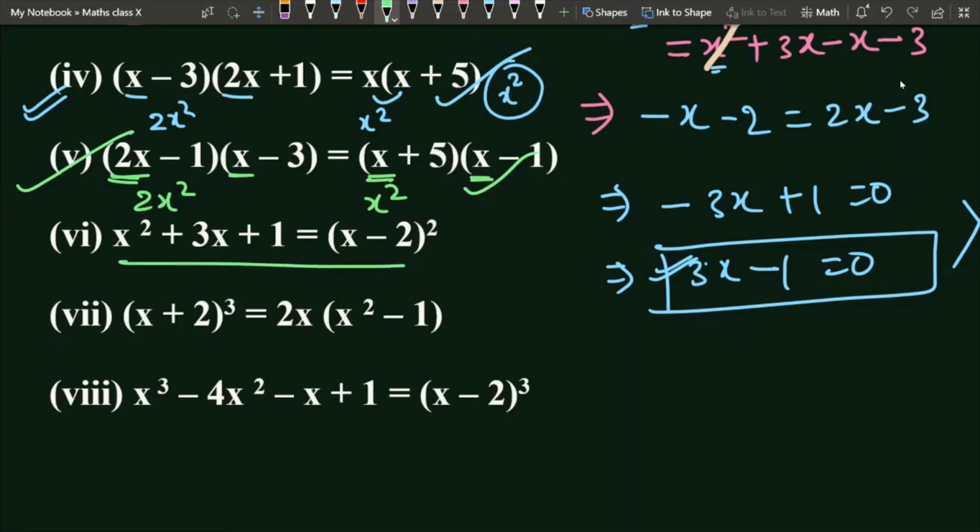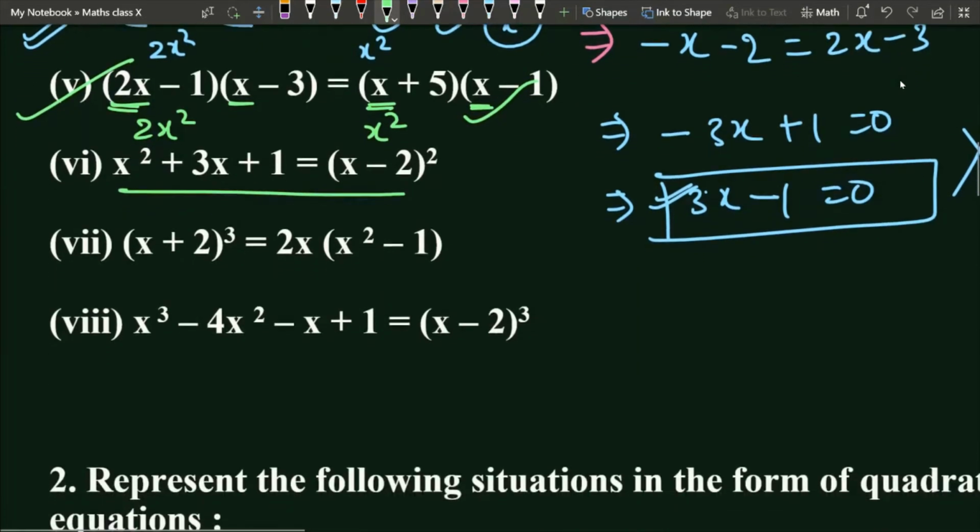This one, you see, predict this. Try to think over this question. You will get that here x square is there, and here x minus 2 whole square. That means when you will expand this bracket x minus 2 whole square, you will get x square minus 4x plus 2. So x square minus 4x plus 2, x square minus 4x plus 2.